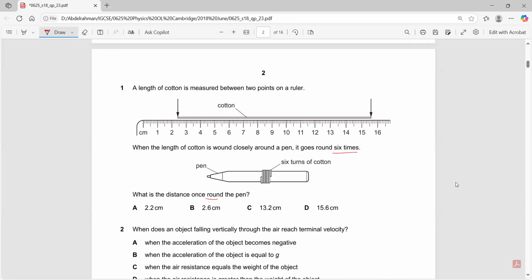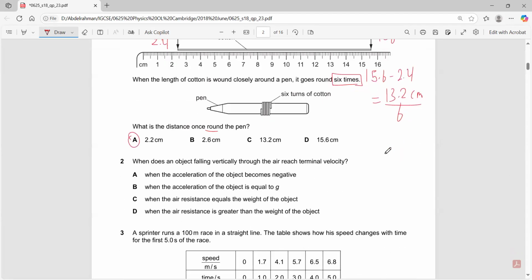Can I find the distance, first of all, of the whole length of this piece of cotton? Yes, I can. It started off at 2.4 and ended at 15.6. The distance would be 15.6 minus 2.4, which is 13.2 centimeters. This is the distance round 6 times. If I want it round once, I will divide by 6, giving me a total length of 2.2 centimeters.